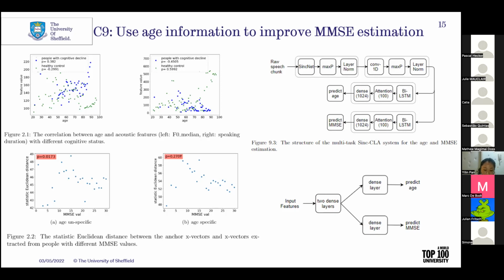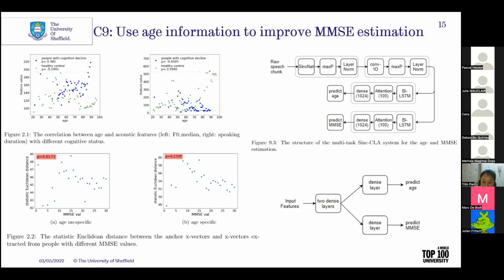And we found that both age and cognitive decline can affect speech. Here we use MMSE to estimate the cognitive decline. For exploring the relationship between these two factors, we use PRAAT, P-R-A-A-T, to extract two kinds of acoustic features, namely the F0 median and speaking duration, and we plot these features from healthy controls and people with cognitive decline separately. We found a weak inverse correlation between age and acoustic features for people living with cognitive decline and healthy controls.